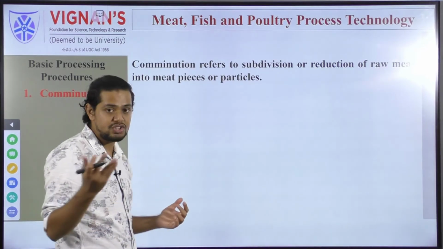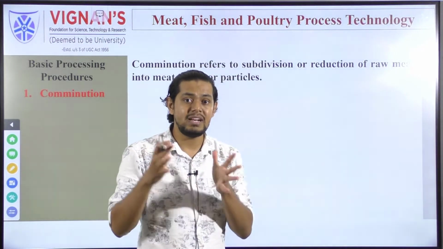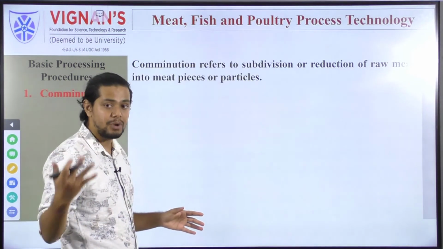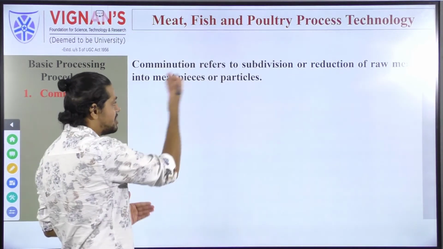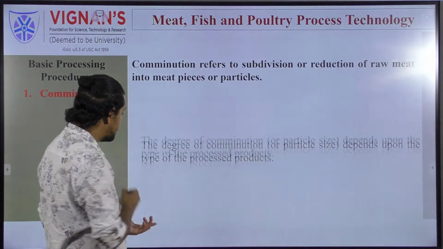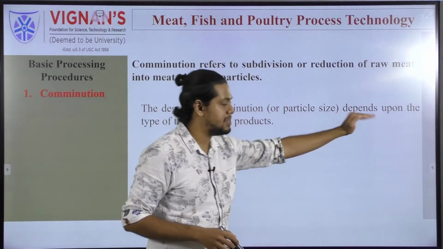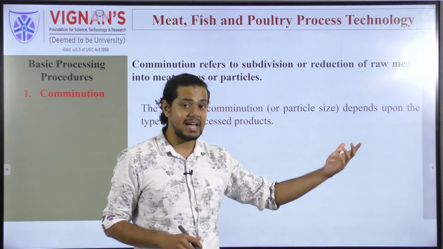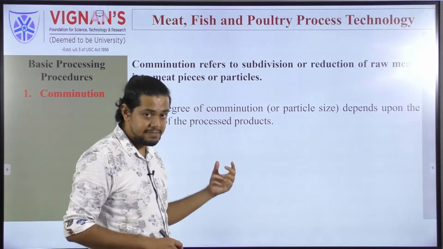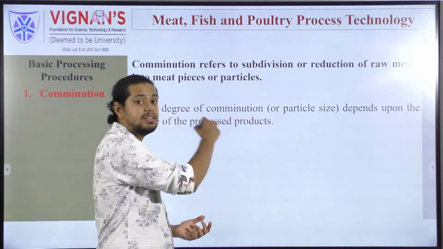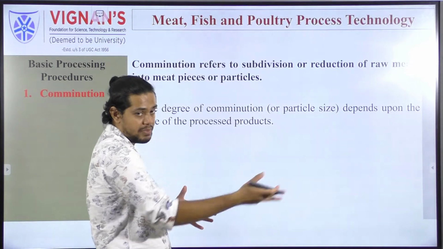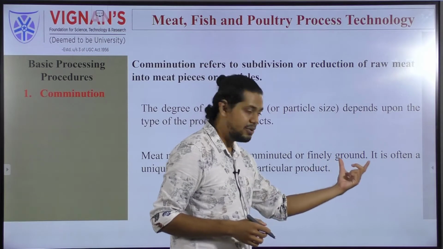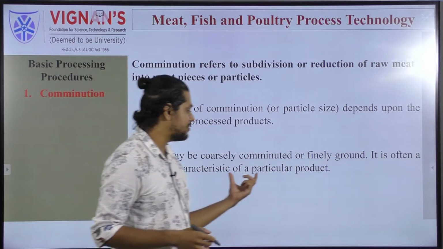Okay, so in case of sausages, it requires that the meat has to be completely ground into smaller particles. Depending on what kind of product it is and what the requirement is, we will be subjecting it to comminution. The degree of comminution or particle size depends upon the type of the product. So considering the kind of product desired at the end of the day, we will be subjecting the meat to comminution to the appropriate degree. Meat may be coarsely comminuted or finely ground. It is often a unique characteristic of the particular product.